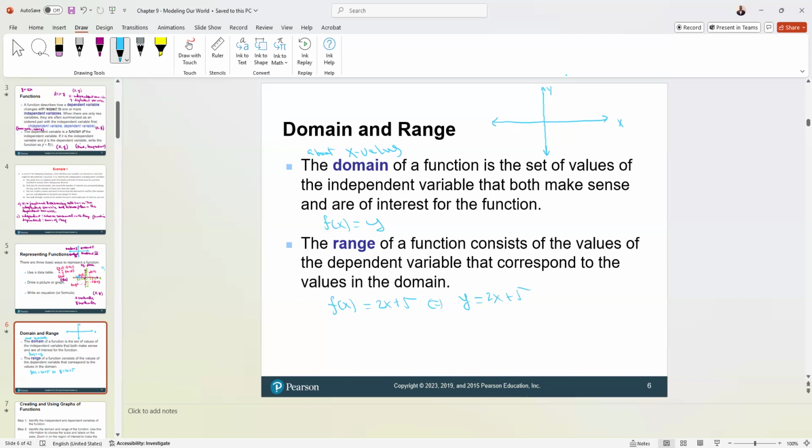And it's the same thing for the range. The range of a function consists of the values of the dependent variable. So meaning for the range, it's about y values. So the range connects to y and the domain connects to x, right? Very important. And it's to understand what is the smallest number or the largest number. I'm going to give you another example.